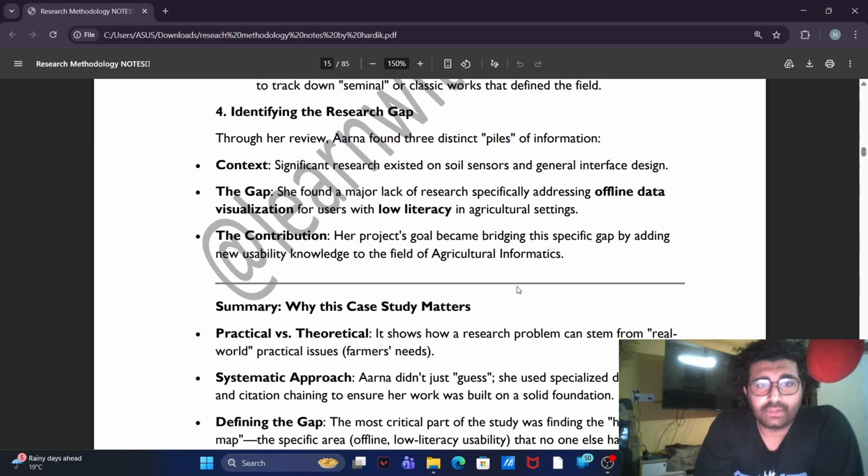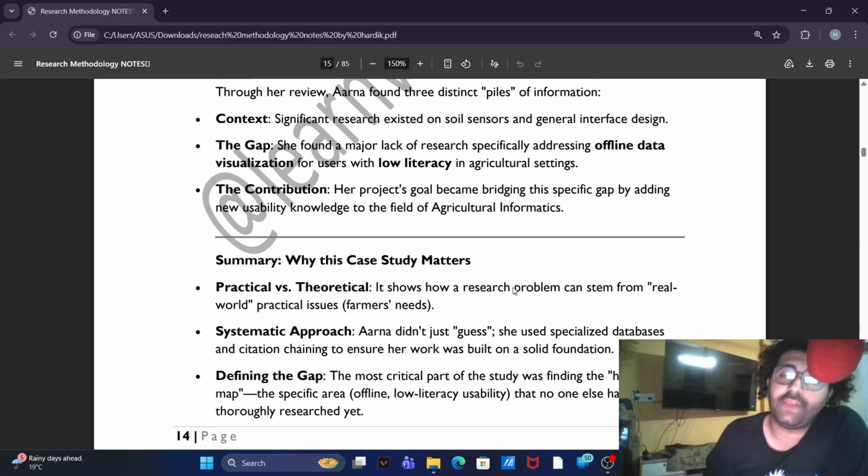Identifying the research gaps. Through her review, Anna found three distinct piles of information. Context: significant research existed on soil sensors and journal interface design. The gap: she found a major lack of research specifically addressing offline data visualization for users with low literacy. In the agriculture setting, the contribution or project goals become bridging the specific gap by adding new usability knowledge to the field of agriculture informatics.